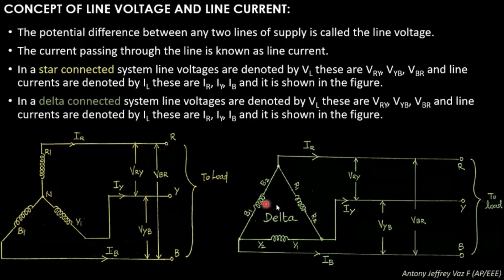Similarly to the star connection, the line voltages are represented as follows: the potential difference between R and Y is VRY, the potential difference between Y and B is VYB, and the potential difference between B and R is VBR. Similarly, the line currents are represented as IR, IY and IB. These are the three line currents and the three potential differences for the delta connected system.